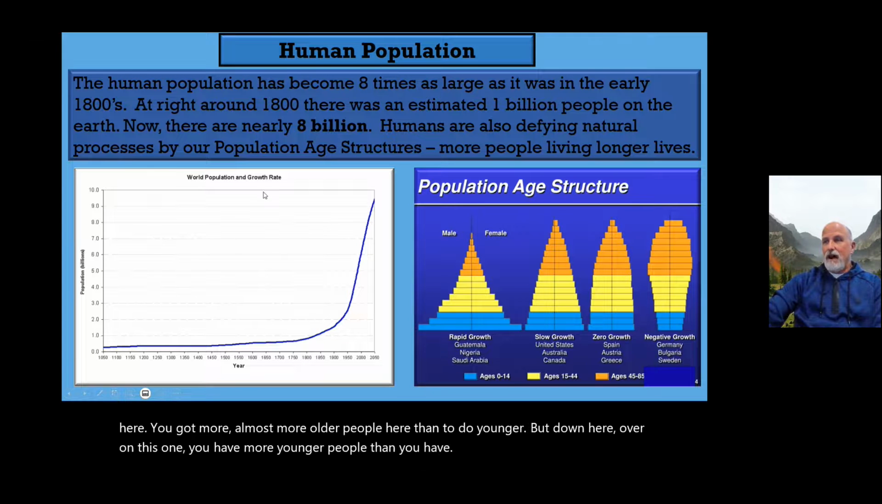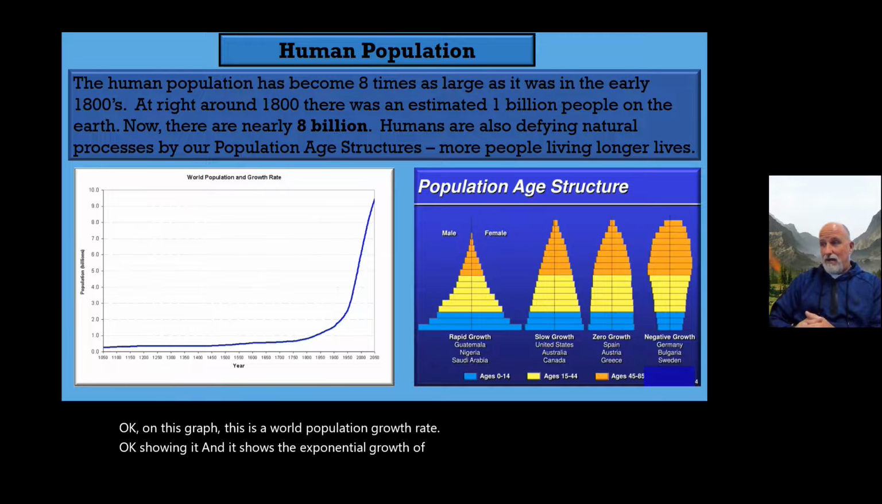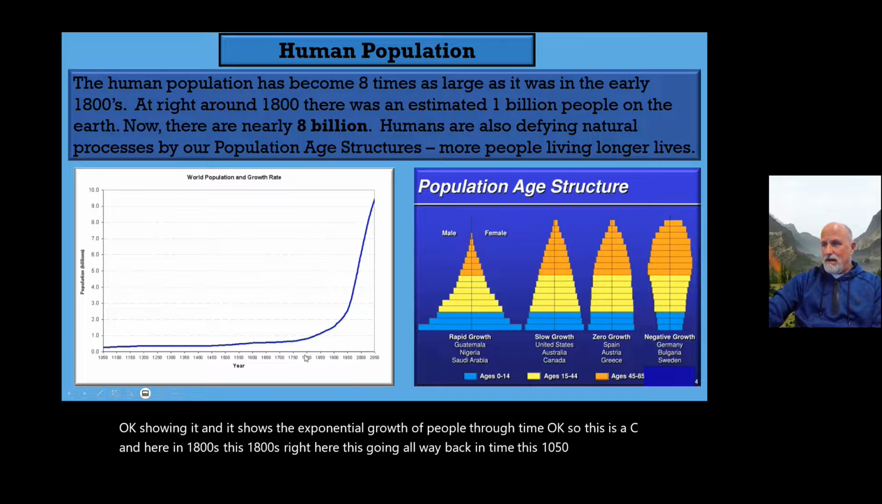Okay, on this graph, this is a world population growth rate. It shows the exponential growth of people through time. So you see here in the 1800s. This is the 1800s right here, because it's going all the way back in time.